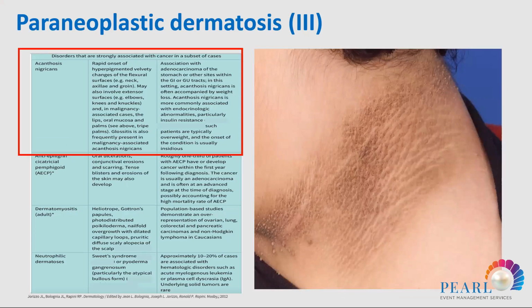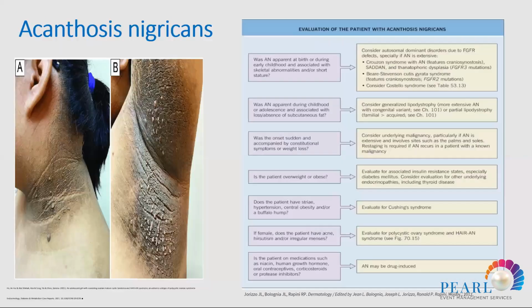Okay. Next is acanthosis nigricans, which is a hyperpigmentation usually seen in the flexural areas, most commonly found on the neck, on the groin, and the axilla. However, if we see lip or labial mucosa involvement and even involvement of the palms, we need to consider that there could be an underlying malignancy.